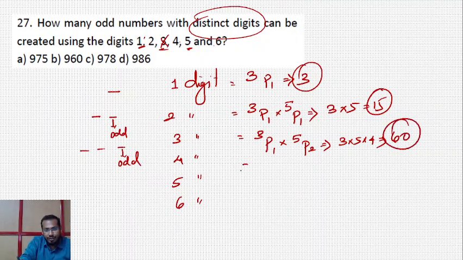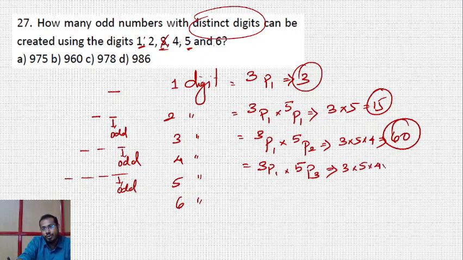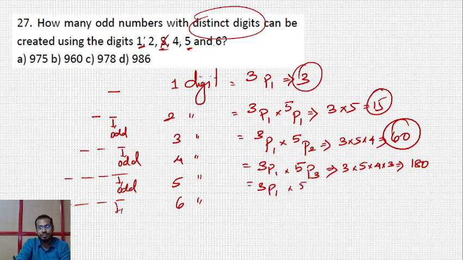Right. And next for 4 digits: 1, 2, 3, 4. The last number should be an odd number, so out of 3, I'm going to pick 1. Remaining 5 digits, we had 3 places. 5P3, so 3 into 5, 4, 3. 60 into 3 is 180. And for 5 digits: 1, 2, 3, 4, 5 places. The last place should be an odd number, so place that first. 3P1 into 5P4. One number will be extra. 5, 4, 3, 2 is 120, so 3 into 120 is 360.